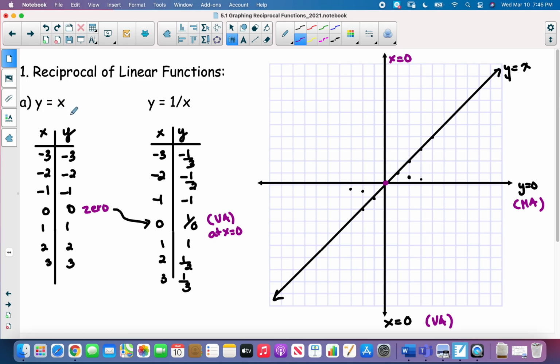And if I wanted to plot now the reciprocal function, I have to first highlight the asymptotes. I'm just going to put that in pink here.